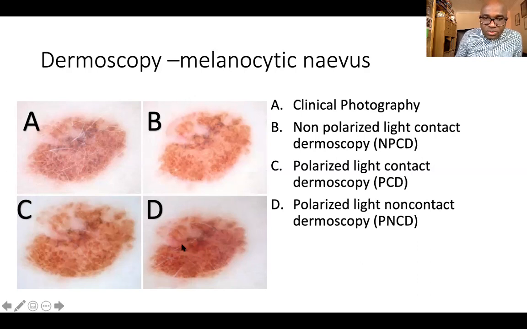You can see the difference between C and D is that with polarization and non-contact, you are able to see more redness, so the image looks much more pinkish. If you can see in the middle of the dermoscope image, it is much more red and pinkish, which means that the blood vessels are more prominent and not compressed, as opposed to C. So those are just what it does see.